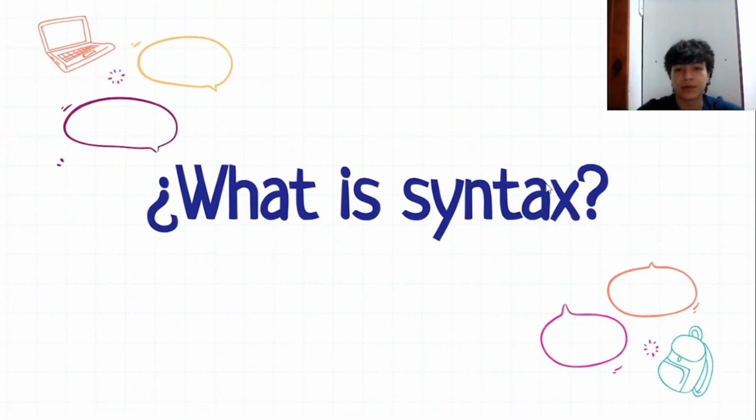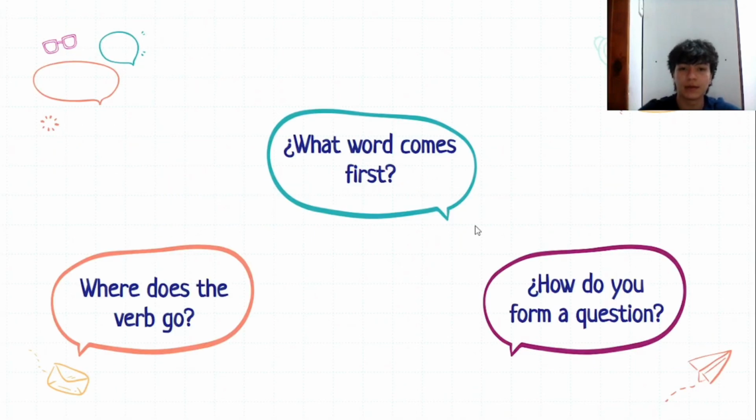Now we have the syntax. What is syntax? Syntax is a specific part of grammar that focuses only on the structure and order of words in a sentence. The questions that syntax can answer are, for example, what word comes first, where does the verb go, or how do you form a question?